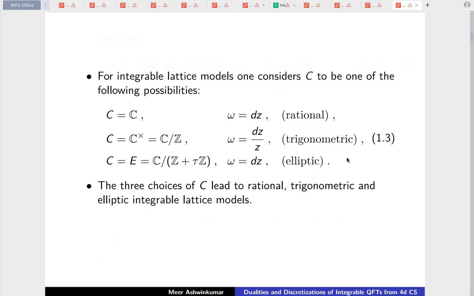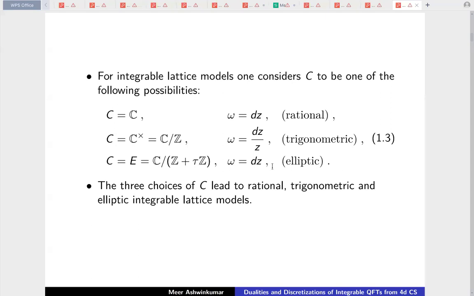And in general, you can consider other spectral curves. C equal to a cylinder gives you the trigonometric R matrix, and you need to modify your meromorphic one-form to be dz over z. You can also choose C to be an elliptic curve for some complex structure tau, and now omega is equal to dz. And in this case, you can realize elliptic R matrices, which are elliptic functions of Z. And therefore, the three choices of C lead to the rational, trigonometric, and elliptic integrable lattice models, right?